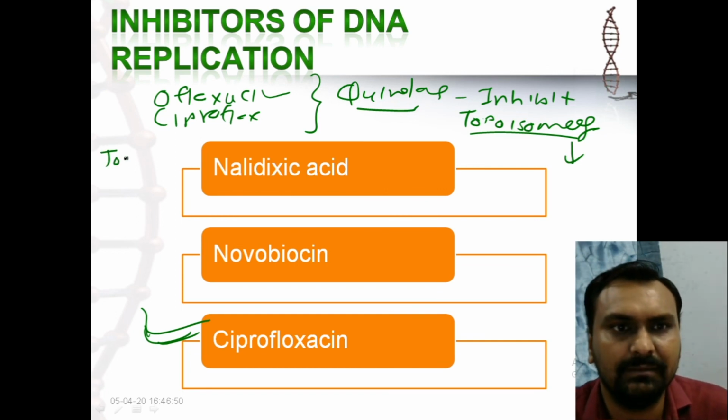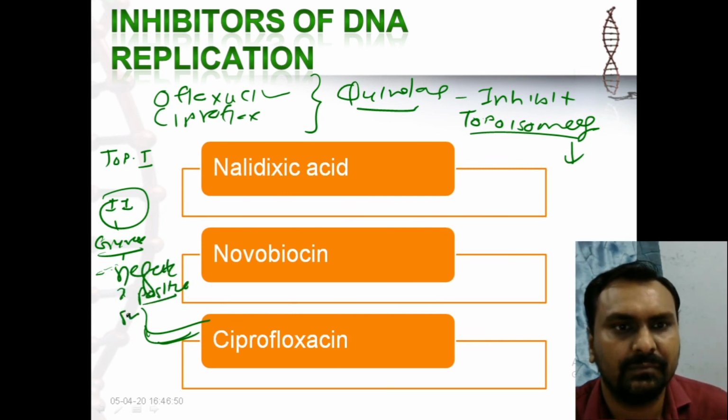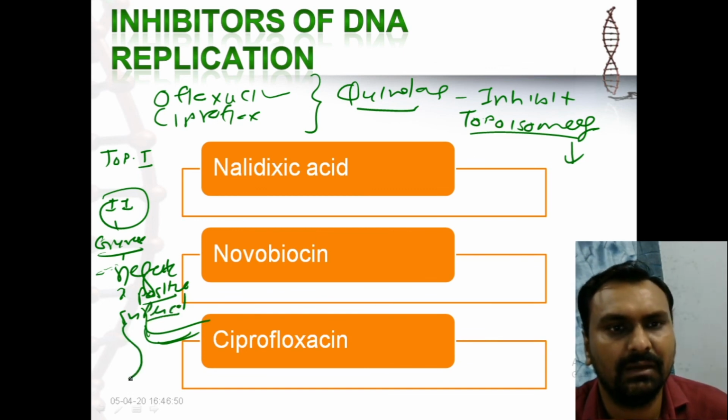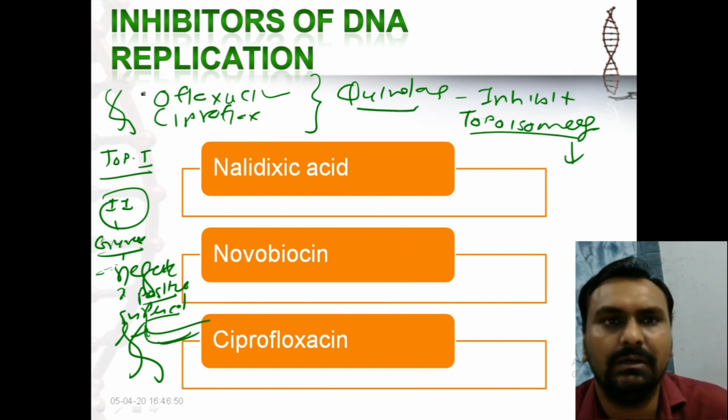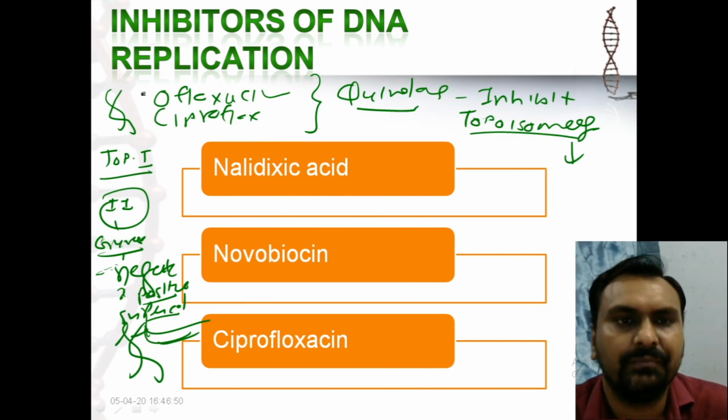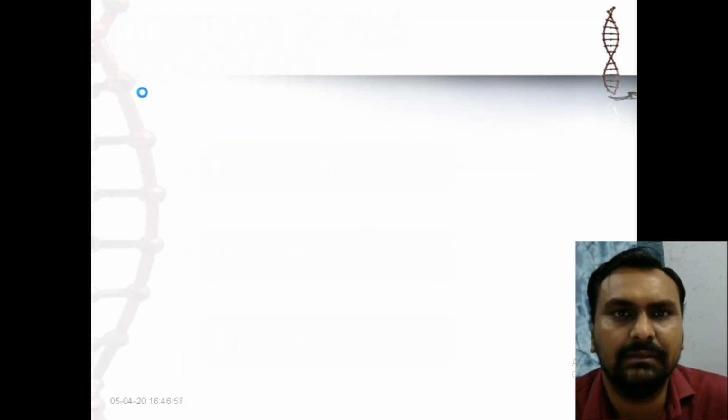This topoisomerase has two parts, 1 and 2. 2 is called the gyrase. Topoisomerase 2 will remove the negative as well as positive supercoil. Okay, it will cut the DNA on both strands, while topoisomerase 1 will cut the DNA at one strand and again join. So one twist is removed with the help of topoisomerase 1. Okay, so it will remove the negative supercoiling. Okay, that's how DNA replication works.